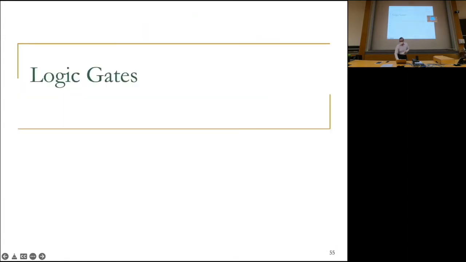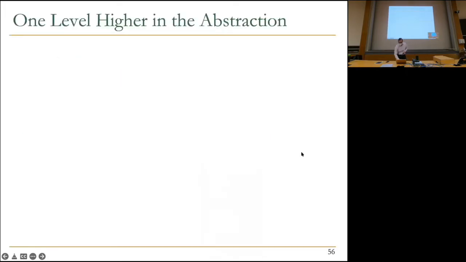Okay, now let's construct some logic gates from these things. So clearly, now we're going one level higher in the abstraction. We know transistors. Transistors actually act like a logical switch.